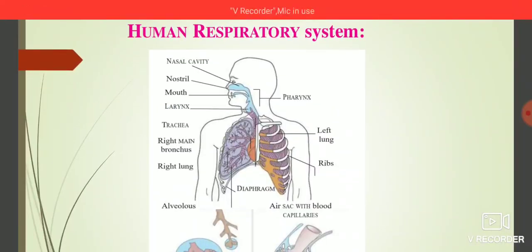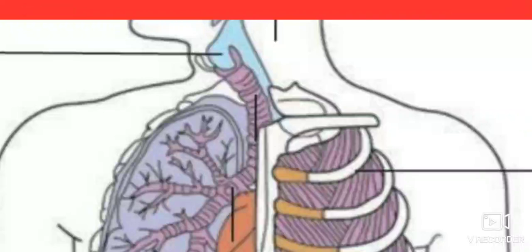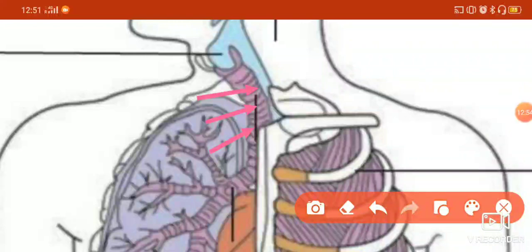In this diagram, here we see these are the tracheal rings, about 16 to 20, which prevent the collapsing of the trachea. Then next part, bronchi.